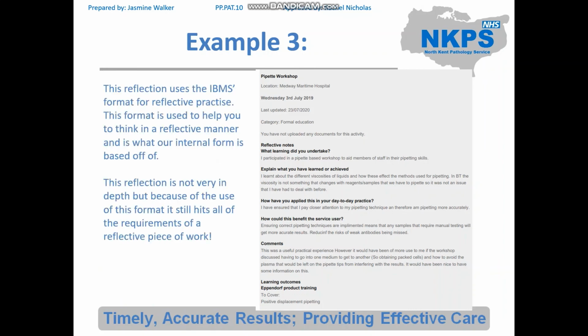Example 3. This is an interesting one because there's not that much information there, but because the IBMS have set out their reflections in that manner and they have put those different headings, it's meant that this person has still reflected. They've still got most of the information you need to count it as a reflective piece of work. And this is why our sheet on QPulse matches the same headings, is so that you are thinking in the right mindset to be doing reflective practice.